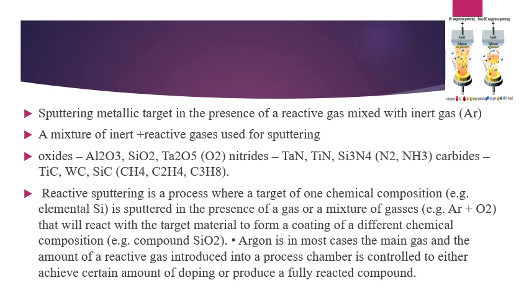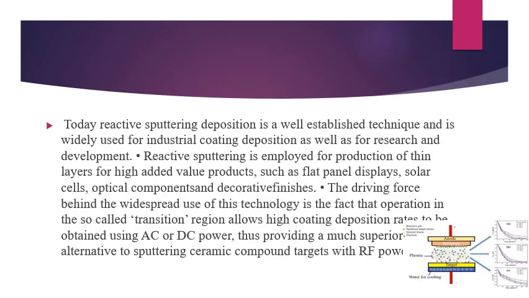Reactive sputtering is a process where a target of one chemical composition is sputtered in the presence of a gas or a mixture of gases that will react with the target material to form a coating of different chemical composition, for example silicon dioxide. Argon is in most cases the main gas, and the amount of reactive gas introduced into the process chamber is controlled to either achieve a certain amount of doping or produce fully reacted material.